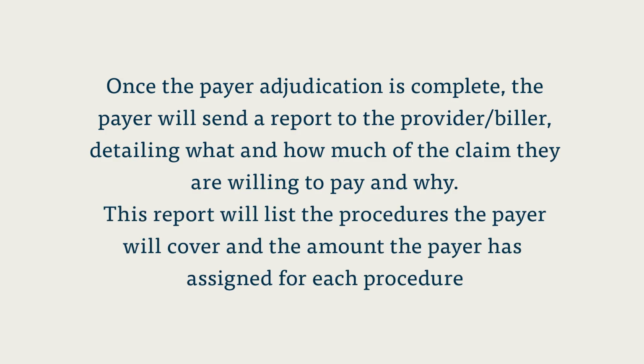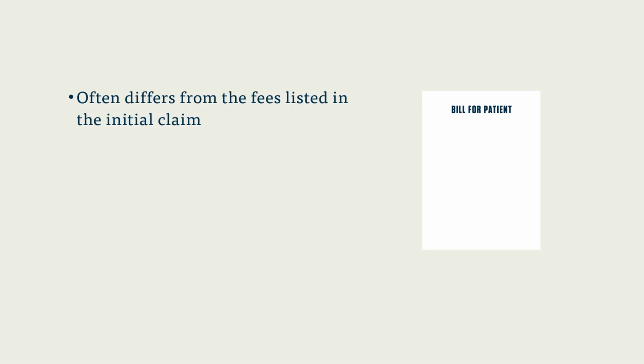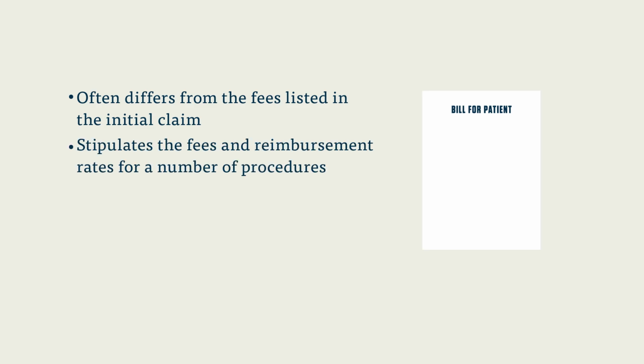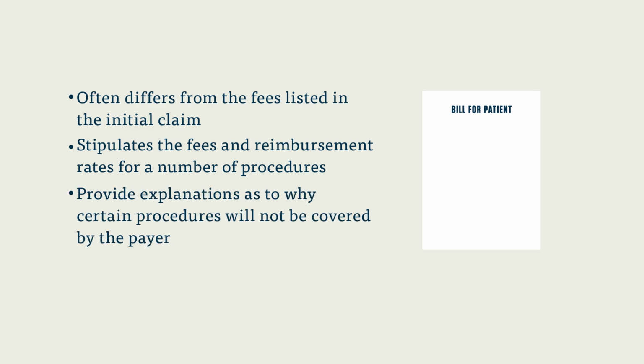This report will list the procedures the payer will cover and the amount the payer has assigned for each procedure. This often differs from the fees listed in the initial claim. The payer usually has a contract with the provider that stipulates the fees and reimbursement rates for a number of procedures. The report will also provide explanations as to why certain procedures will not be covered by the payer. If the patient has secondary insurance, the biller takes the amount left over after the primary insurance returns the approved claim and sends it into the patient's secondary insurance.